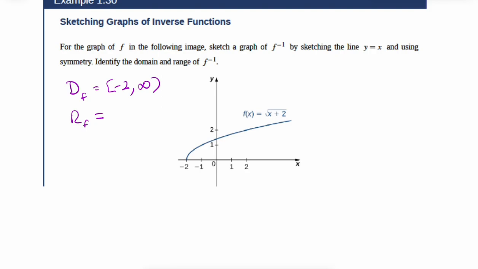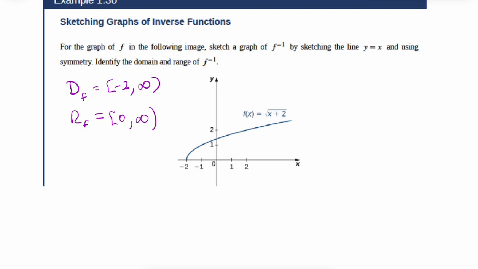Okay, let's talk about range. Low point to high point. What's the lowest point of this graph? The lowest y value of this graph? 0. Can we stand there? So we include it in a bracket. How high can this graph go? Yeah, it can go as high as it wants to go. So it's going to infinity.